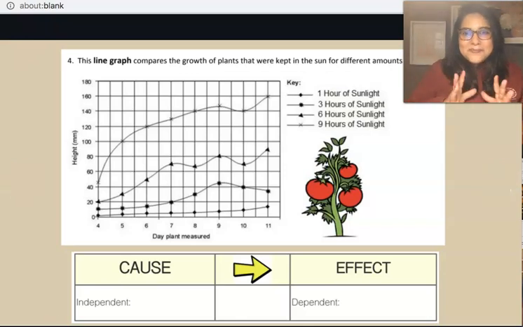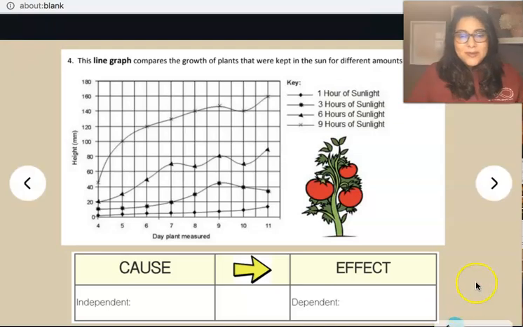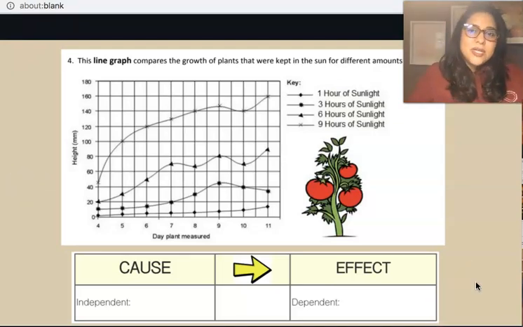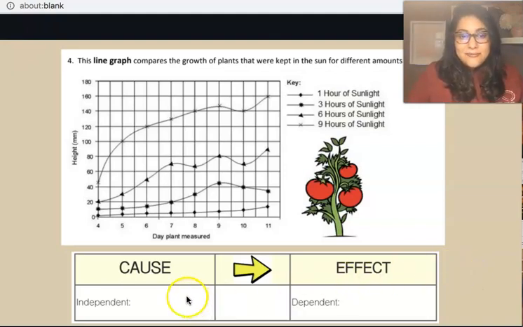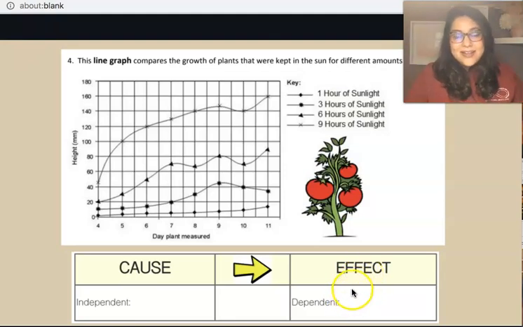All right, so it is the moment of truth. It is time to check our work. For our independent variable, you should have written down the amount of time that the plant was exposed to sunlight. I repeat, the amount of time that the plant was exposed to sunlight. For the dependent or the effect, you should have the height of the plant.